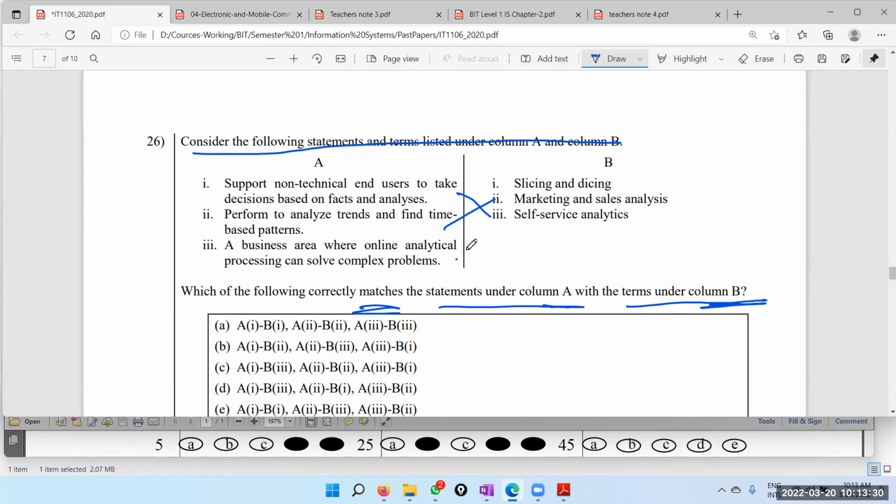So I will go for this one, but this can be debatable, right? I will perform to analyze trends and find time-based patterns.